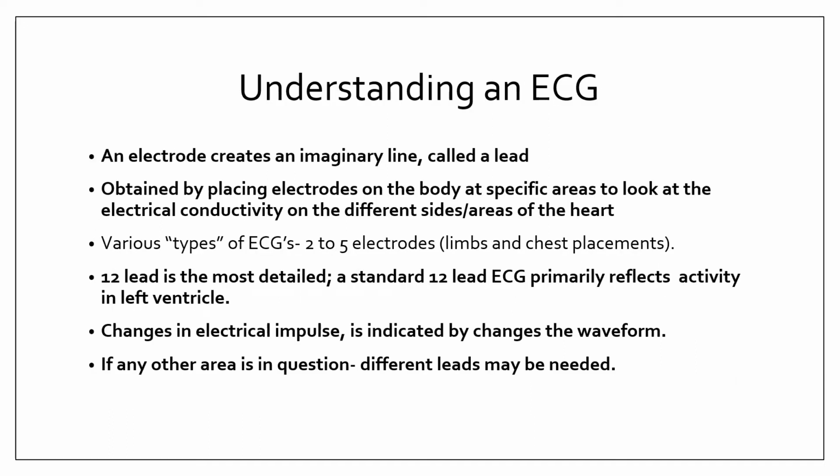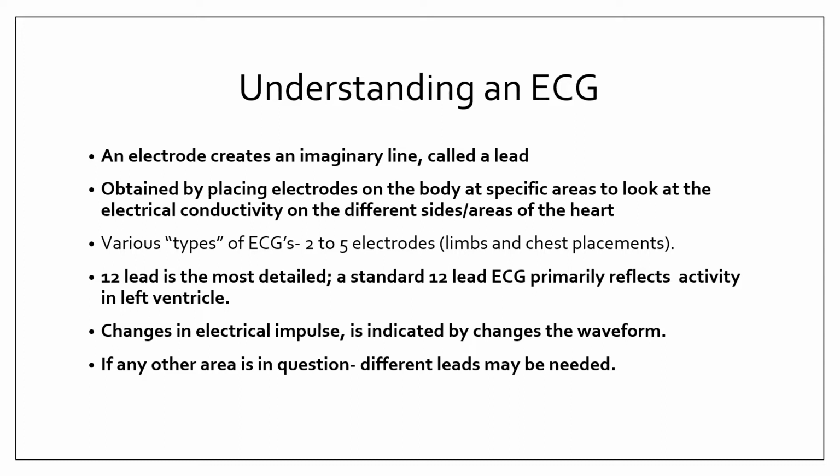So before we interpret rhythms, we really need to understand what an ECG actually shows, and just as importantly, what it does not show. So what is a lead? An electrode is placed on the skin and it detects electrical activity. And when electrodes work together, they create an imaginary line of view called a lead. A lead represents the heart's electrical activity from one specific angle or perspective. And this is why placement matters.